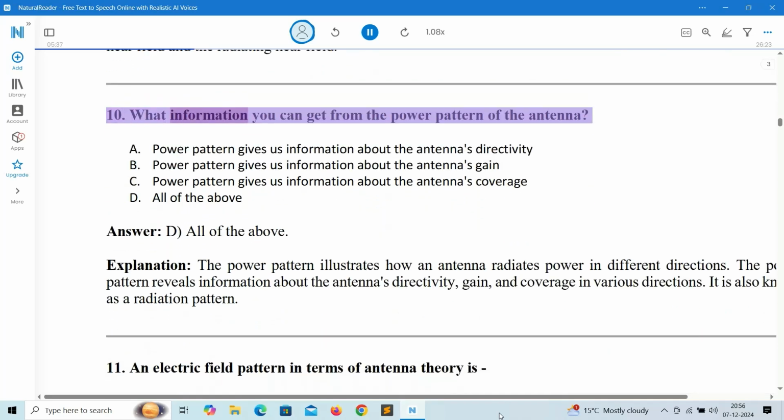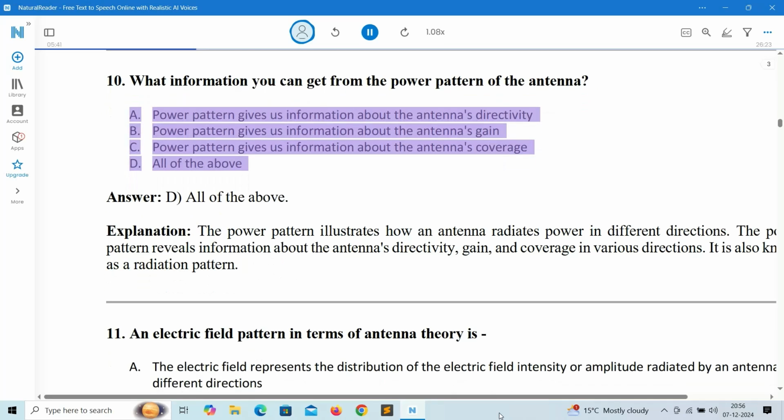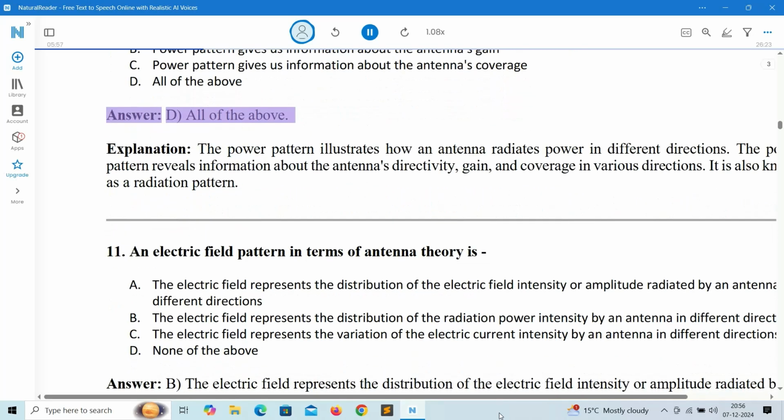10. What information you can get from the power pattern of the antenna? A. Power pattern gives us information about the antenna's directivity. B. Power pattern gives us information about the antenna's gain. C. Power pattern gives us information about the antenna's coverage. D. All of the above. Answer: D. All of the above.